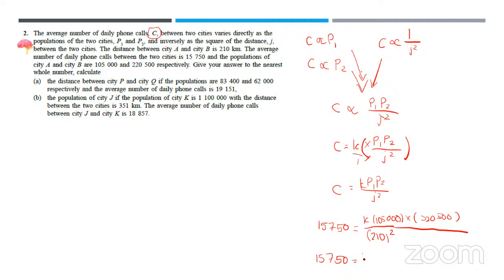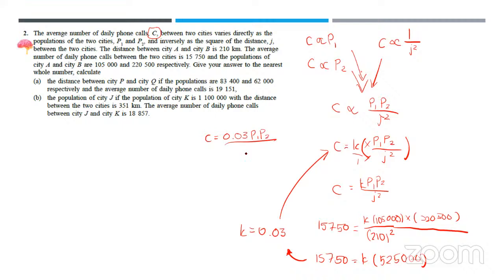Okay, so you'll get 15750 is equal to K multiplied by 525,000. And then you'll get K is equal to 15750 divided by 525,000. So you'll get K, the constant, is equal to a nice decimal 0.03. Now you can just sub that back into this equation and you'll get C is equal to 0.03 multiplied by P1 and P2 over J squared.